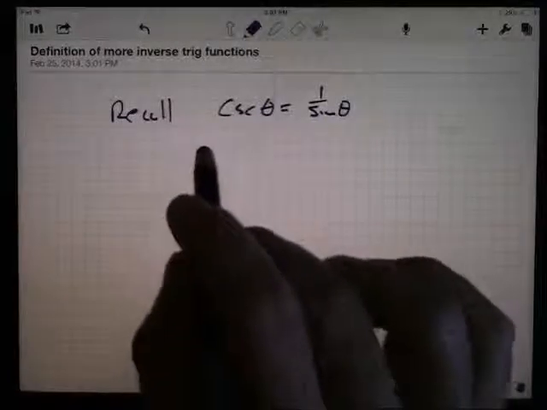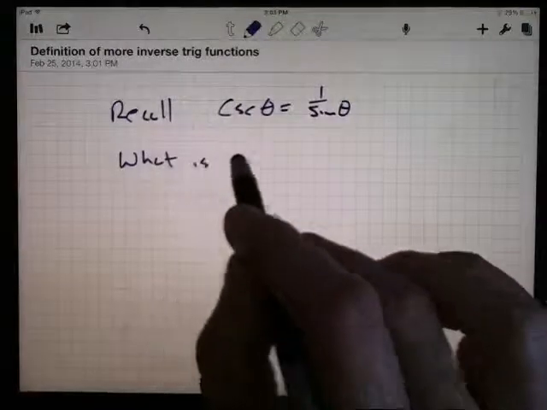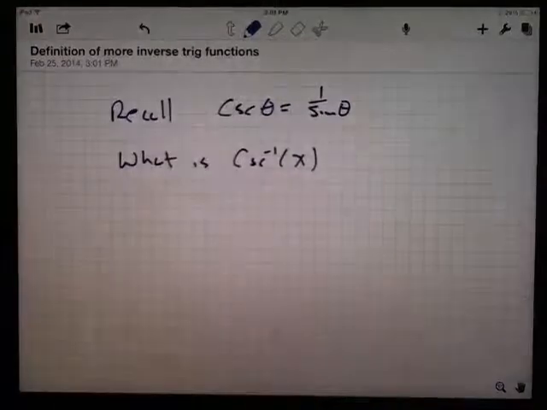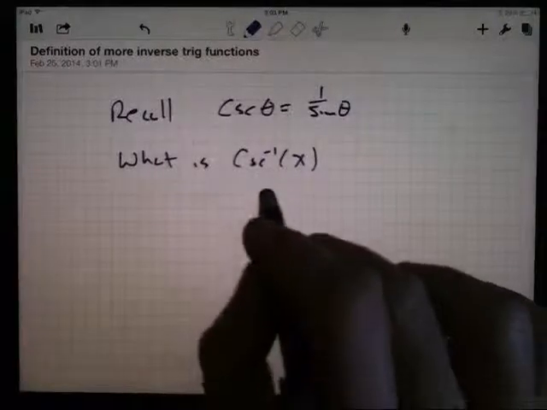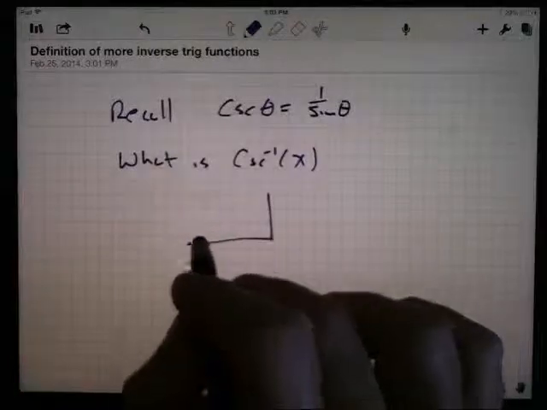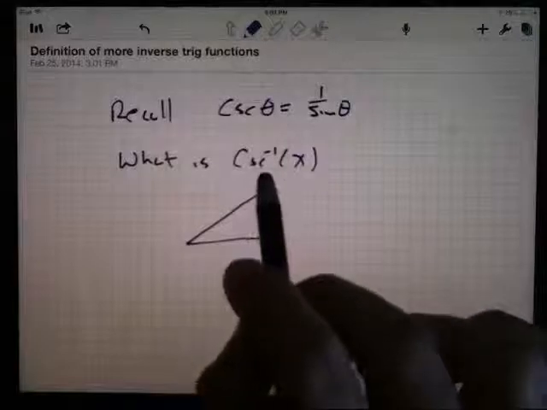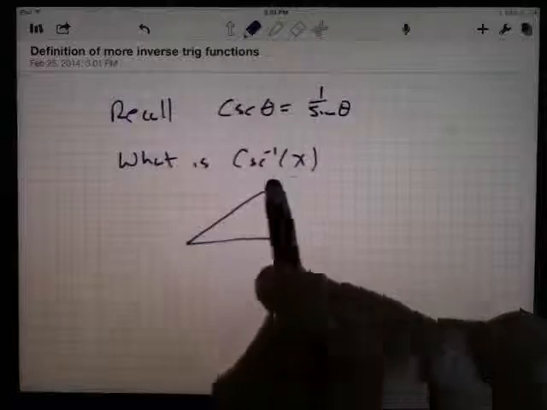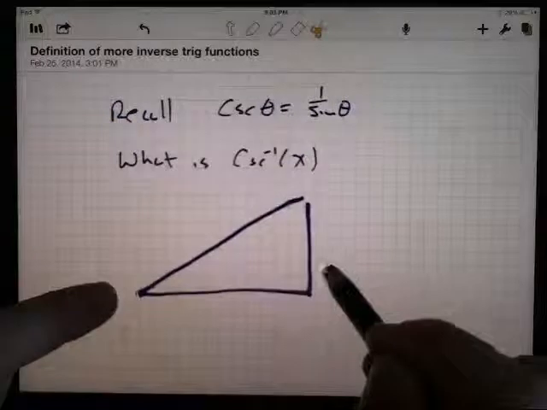In fact, I want to look at what is cosecant inverse of x. I want to draw a picture. Now, this is a trig class, and so you might expect that the picture I'm going to draw is a triangle, and that's indeed the case. I want to draw an angle here. Remember, inverse trig functions take a ratio of sides in, and they give you an angle out.